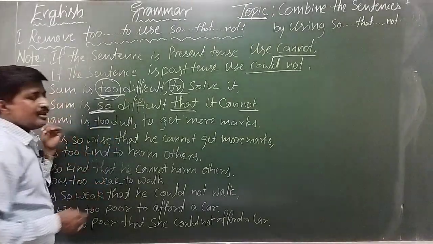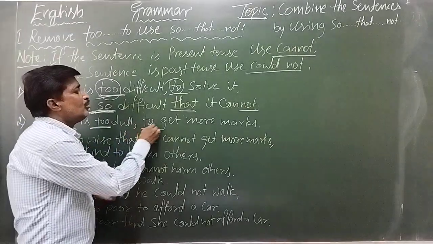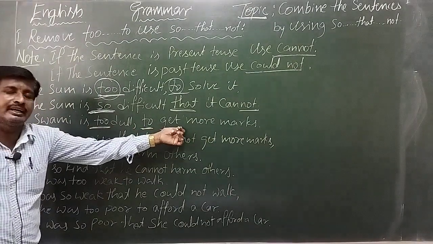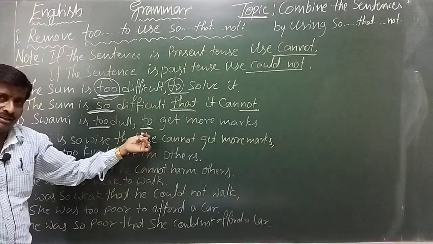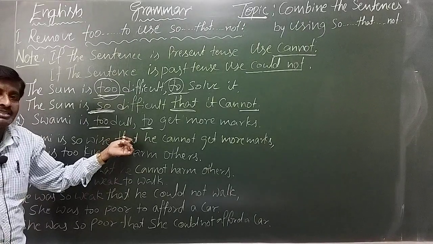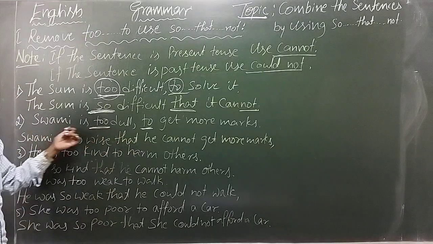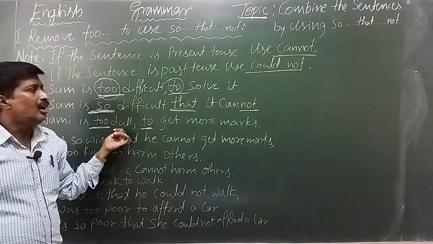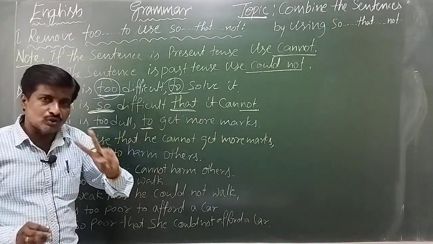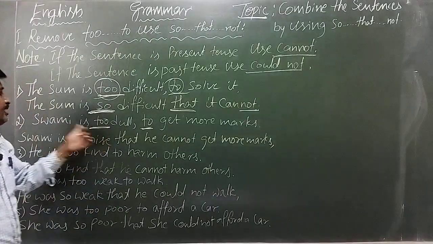In the same way, children, let us have another example, that is, Swami is too dull. Swami is too dull to get more marks. If I gave two sentences and asked you to combine those two sentences by using too: Swami is dull. He will not get more marks. It is very easy like this.